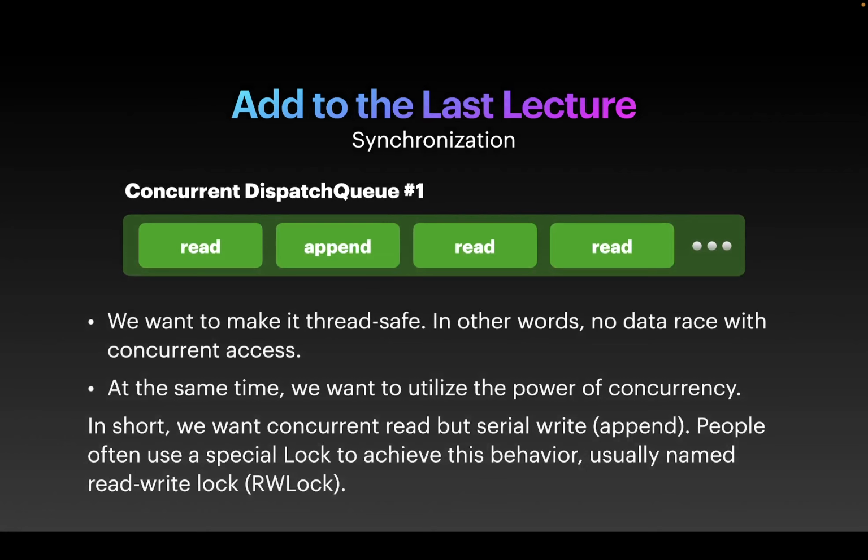Now let's rewind all the process we have done so far, and think about what kind of behavior we actually want to achieve. First of all, we want to make it thread safe. It's our goal. In other words, there's no data race even with concurrent access. However, you cannot make the append concurrent. At the same time, we want to utilize the power of concurrency, which means we want concurrent read, but serialized append.